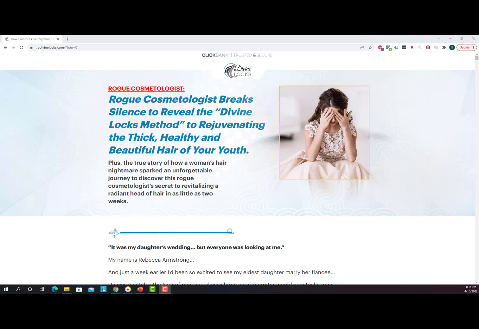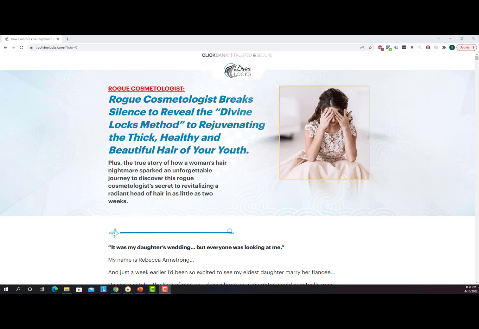Curiosity comes from the Divine Locks method and the rogue cosmetologist breaking silence. You add an element of social proof and authority with the rogue cosmetologist, who is an expert in this field, and it offers a solution. So you've got the combination of a story lead, the problem solution lead, as well as the secret lead. So you've got a mixture of everything. Overall, I've classified this as a blend between the secret and story lead.